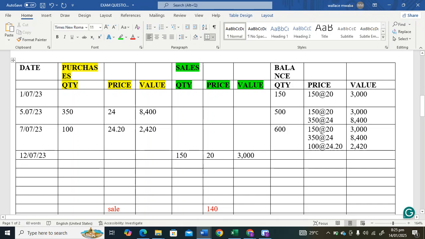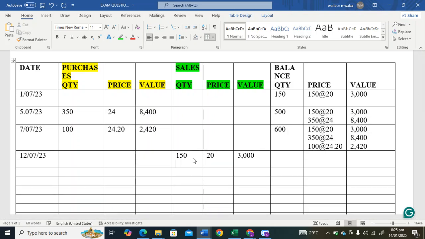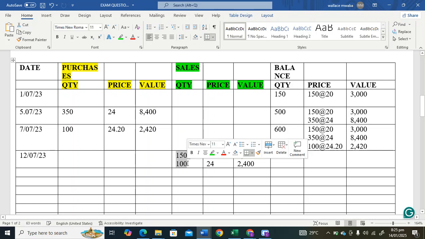Then the remaining 100 units, you're going to get from this next batch. So you're going to put here 100 units at 24 kwacha, 2,400 kwacha. So 150 plus 100, 250 units sold. Any questions, colleagues?